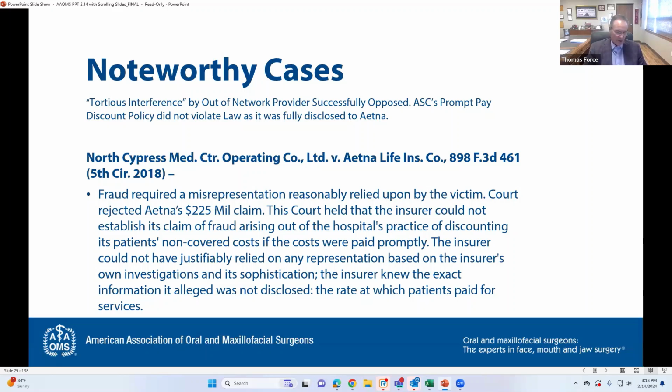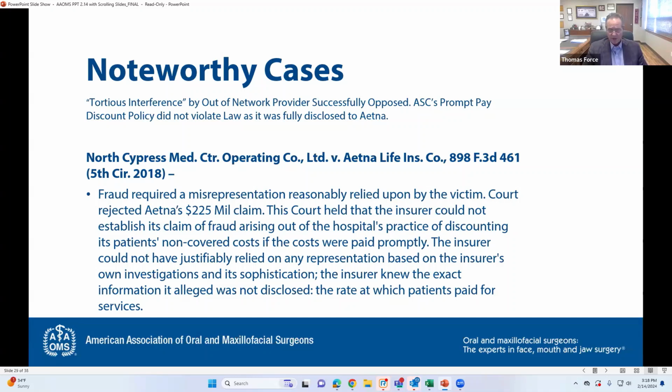All right. So I love cases like this because I always cite them in my appeal letters. The court basically ripped Aetna. They said there's not a scintilla of evidence that North Cyprus committed fraud. North Cyprus' prompt pay discount policy does not violate any federal or state laws and was fully and properly disclosed to Aetna. That's the key.